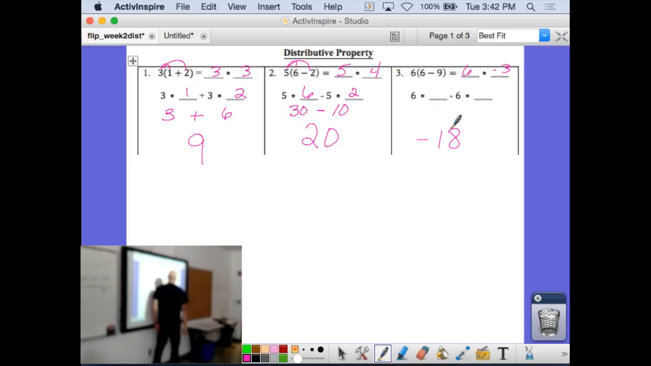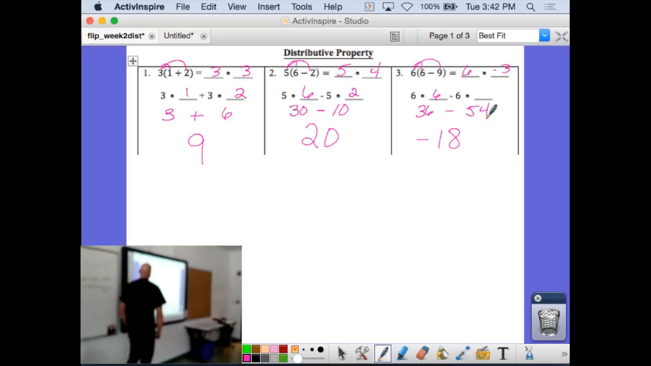-18, correct. Okay? All right. So now let's distribute the 6 instead. 6 times 6? 36. Minus 6 times 9? Oh, calculators. 54. So, 36 minus 54 is -18.